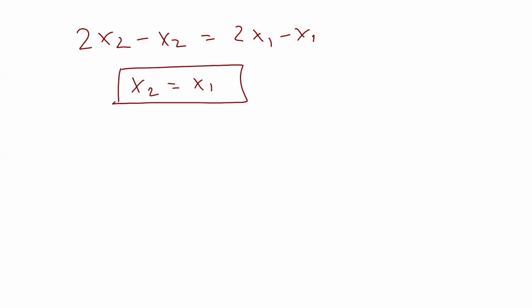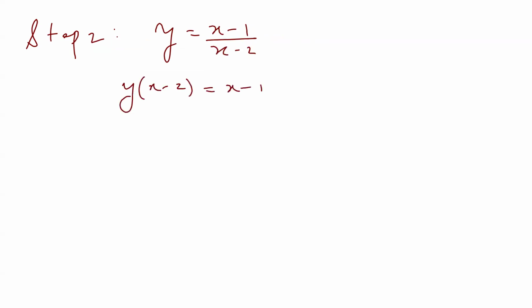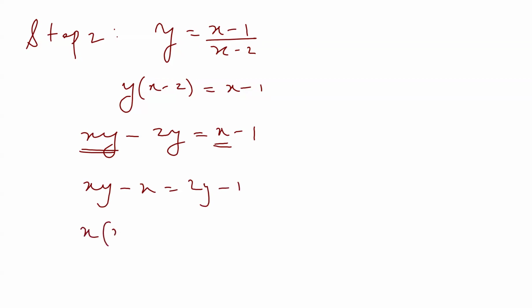Fine. Now, step number 2, we have to prove it is onto. So y is equal to x minus 1 upon x minus 2. So y into x minus 2 is equal to x minus 1. xy minus 2y is equal to x minus 1. Take the x terms together, take x common. x is equal to 2y minus 1 upon y minus 1.